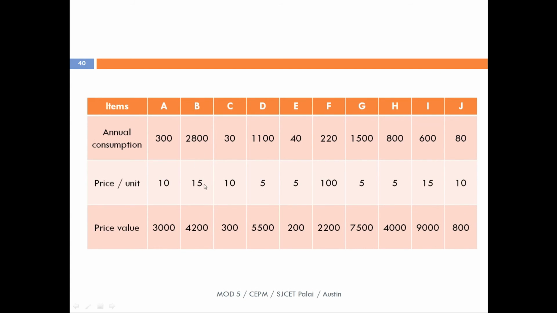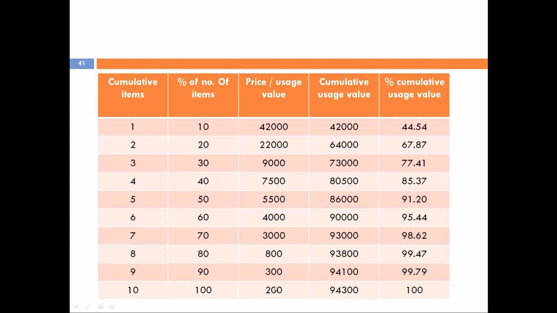So there is a mistake. This one, 2,800 into 15, is 42,000. A 0 is missing here. Please take note of that. Then, with 42,000 in descending order, we have to find the cumulative usage value, which is nothing but 42,000 plus, for the second item, 22,000, which makes it 64,000. This is cumulatively added with 9,000, which makes 73,000, and this can be added up till it becomes 94,300 for the 10th item.